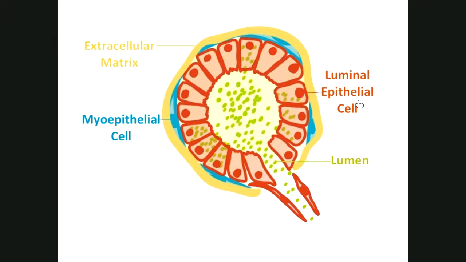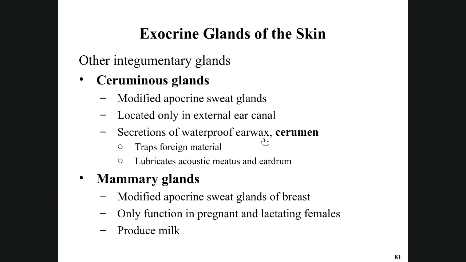The other glands which we have in our skin are the ceruminous glands. The ceruminous glands are modified apocrine sweat glands, which we can see in the external ear canal. Their secretion makes our earwax, which we call cerumen. This cerumen can make our external ear completely waterproof. It can trap foreign material, and it can lubricate the acoustic meatus and eardrum. And I will talk about this acoustic meatus and eardrum in the senses section.